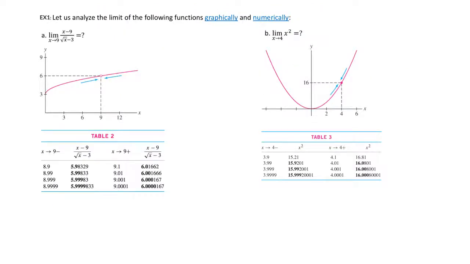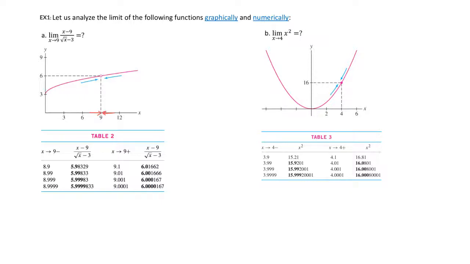Example 1 is asking us to analyze the limit of the following functions graphically and numerically. So let's do the graph first. Let's see what is happening. I notice immediately that at 9, the function is undefined. But I know that even though the function is undefined at 9, the limit can still exist because the limit only cares about what happens as x gets very close to 9 from the left and what happens as x gets very close to 9 from the right.